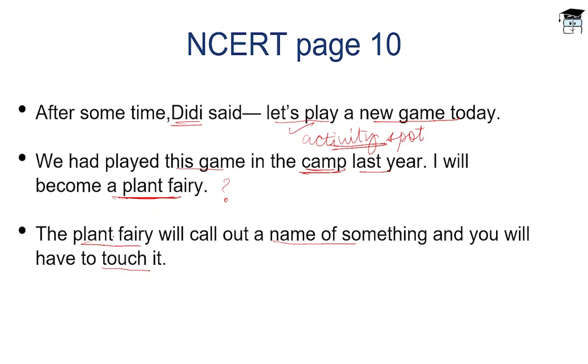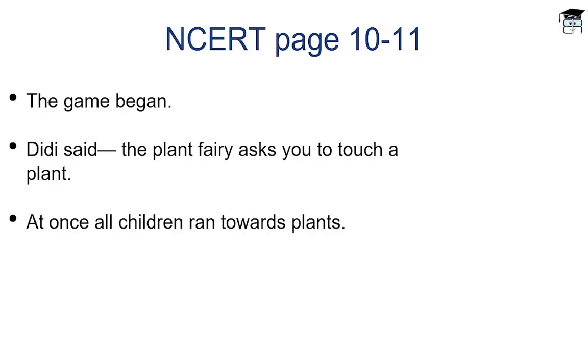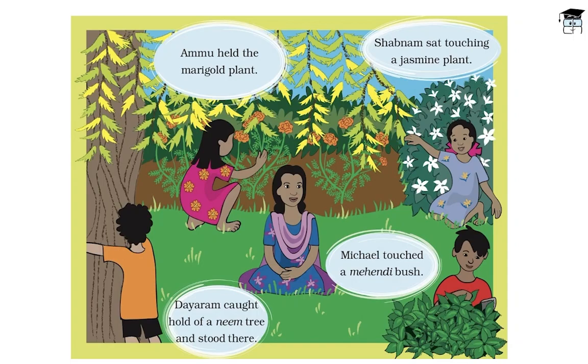So Didi says that I will become the plant fairy and I will call out a name of something and you will have to run and touch that thing. Okay, now the game begins. Didi said the plant fairy asks you to touch a plant. Okay, so Didi said that the plant fairy, which is Didi only, asks you to touch a plant. So at once all children ran towards the plants to touch them, right? So what happened is Didi said, "Go touch a plant," and all the children ran towards the plants to touch them. Okay. Then what happened?